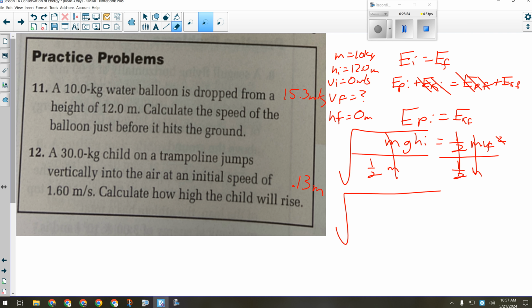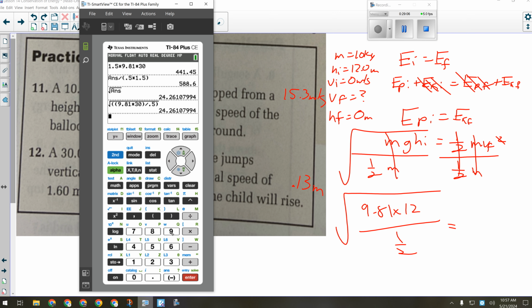So that'll be the square root of 9.81 times 12 meters, because I'm canceling the mass, and divided by 1/2. So 9.81 times 12 divided by 0.5, square root that, 15.3 meters per second.